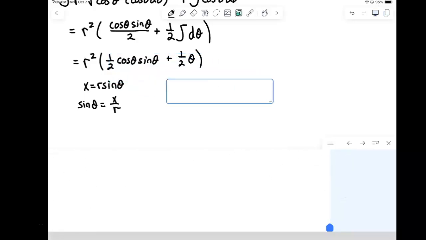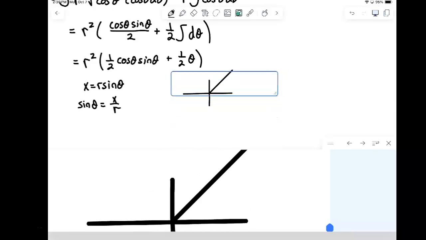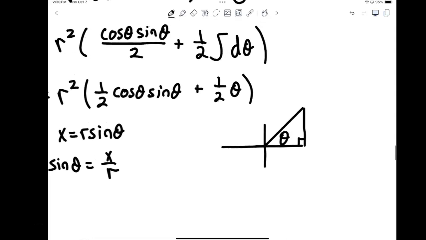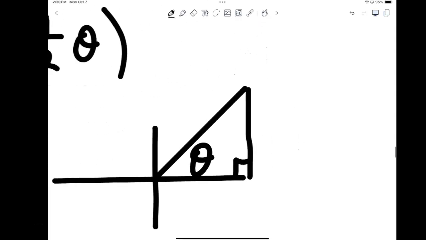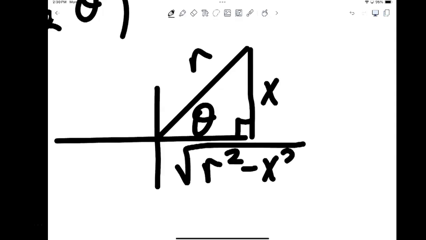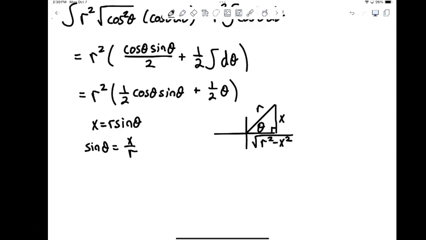What about the cosine? Well, to do the cosine, we need to complete the picture with the angle. We draw our reference triangle with our angle theta in it. And we know that sine theta is x over r. So the opposite side is x, the hypotenuse is r, and then we solve for the third side, which should be the square root of r squared minus x squared. And so now we're ready to compute the stuff that we need here.